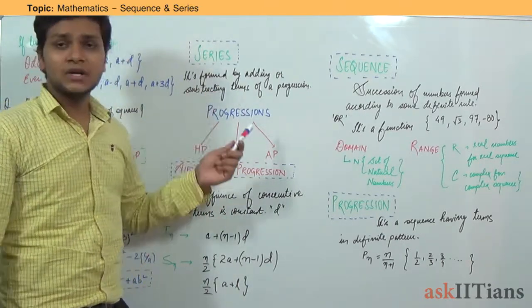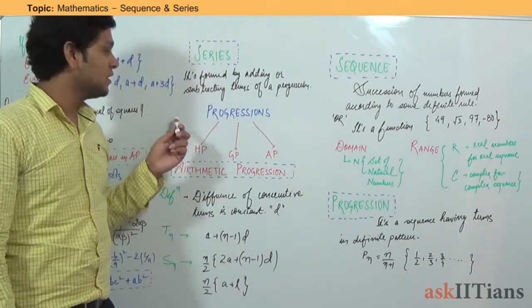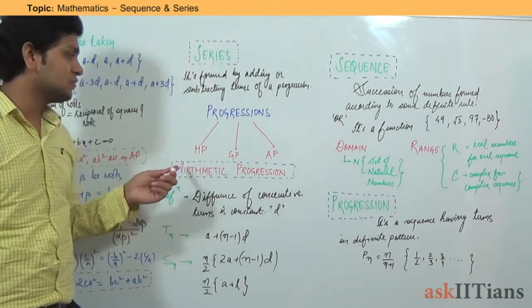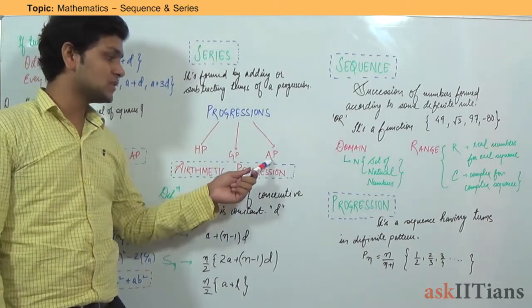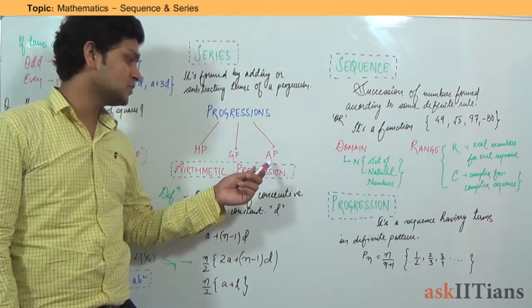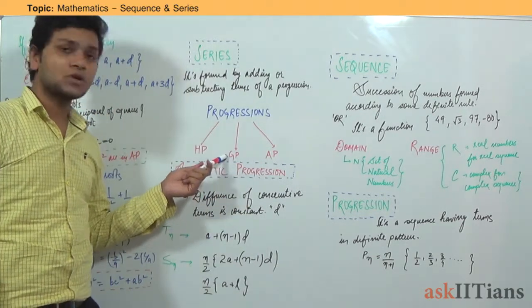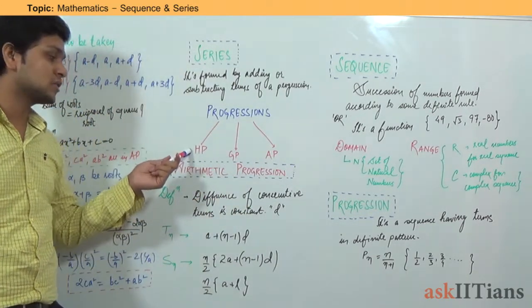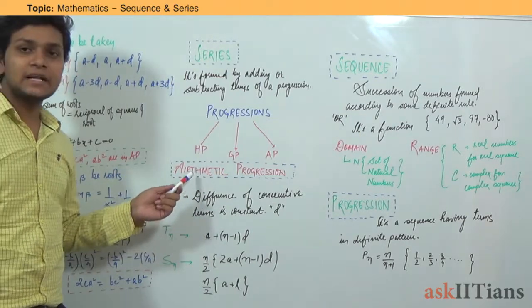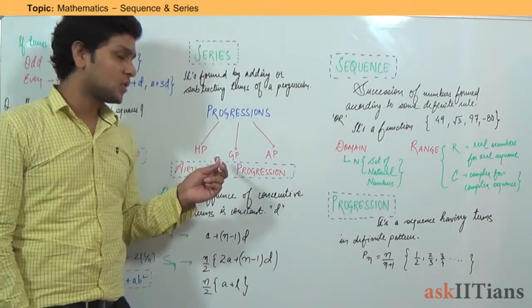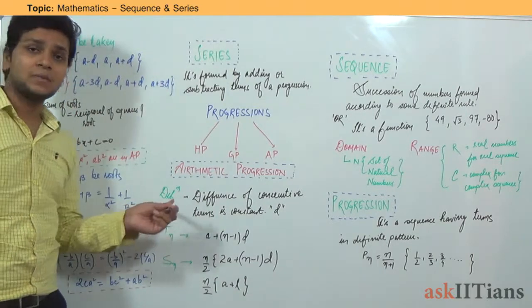As far as the course content of this chapter is concerned in terms of JEE, we have three different kinds of progression which we will read in this chapter. The first one is AP, that is arithmetic progression. The second one is GP, that is geometric progression. The third one is HP, that is harmonic progression. First of all, we will go with the details of arithmetic progression, and then we will see the rest. How do we define arithmetic progression?